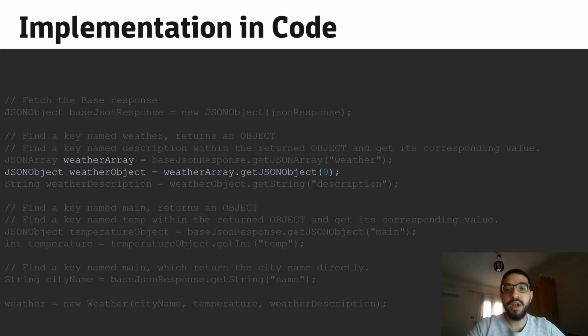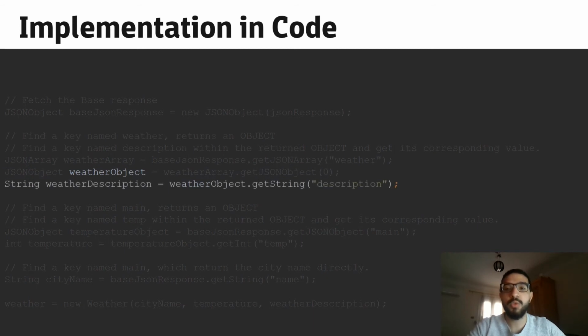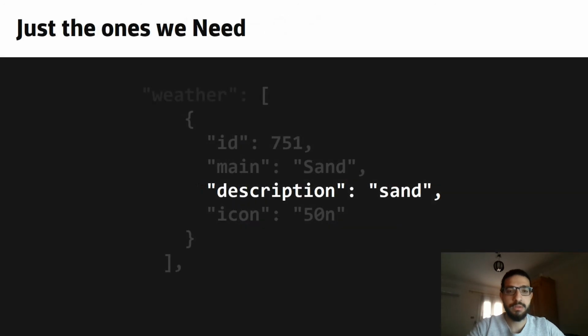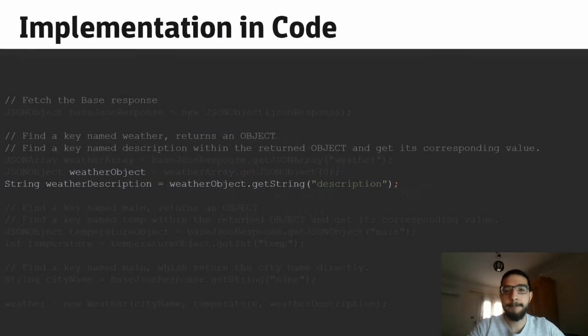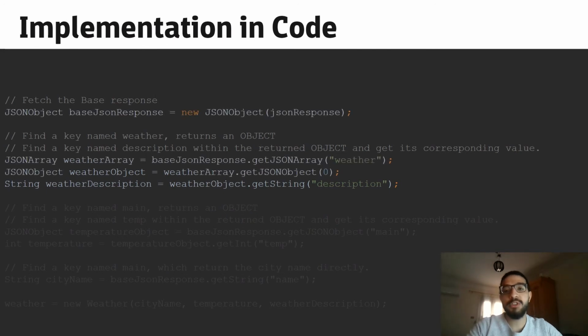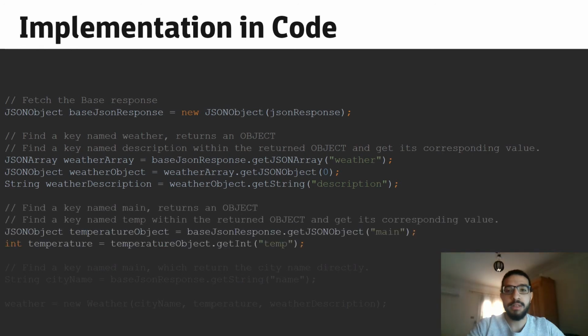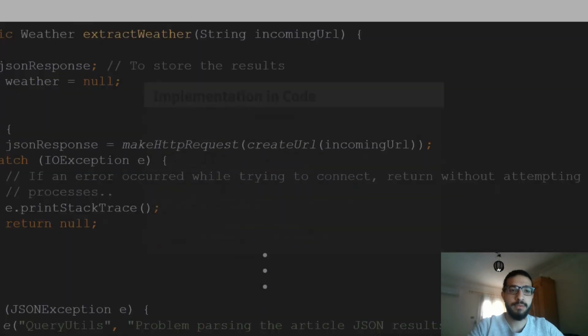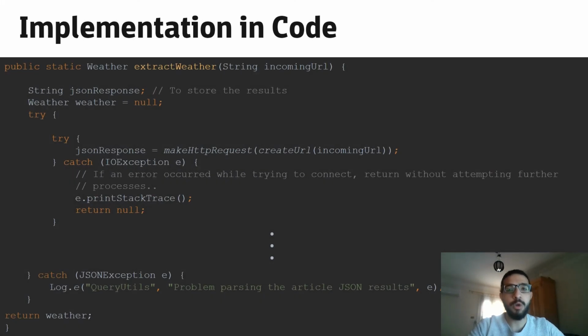Finally, we will find the value corresponding to the key description within the weather object. By the same procedure, we will get the value of the temperature, then the value of the city name Cairo. Finally, we will create a new weather object that has all the data needed to inflate views within the app. Then return that object.